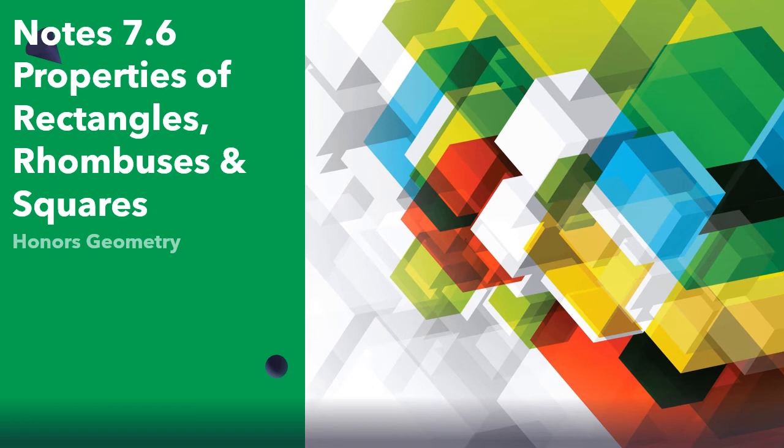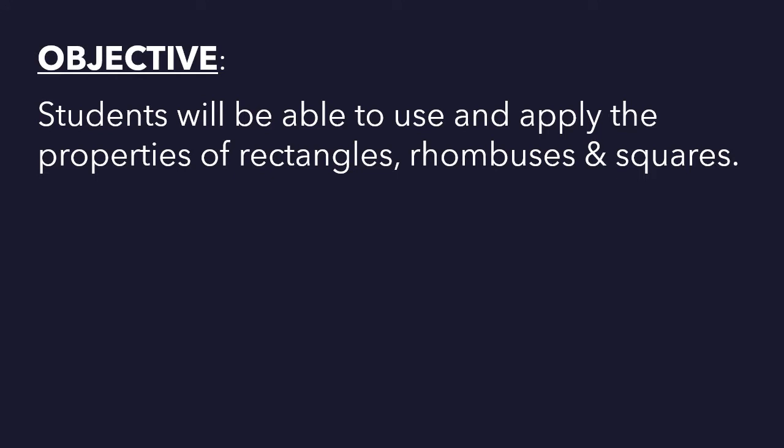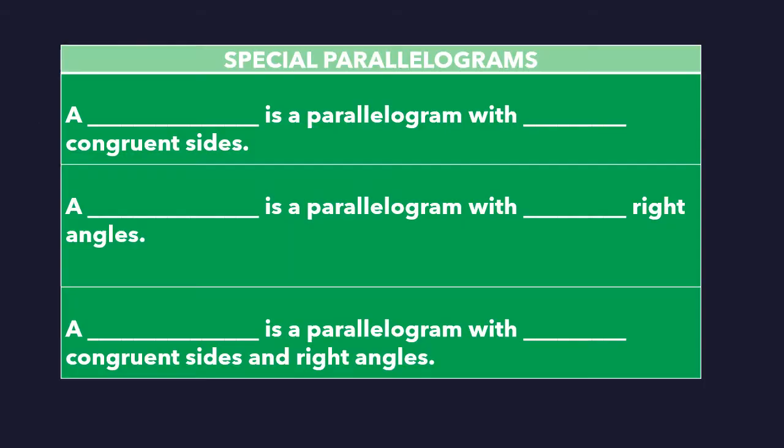Today we're going to talk about the properties of the special parallelograms called rectangles, rhombuses, and squares. And our objective is for you to be able to use and apply the properties of rectangles, rhombuses, and squares. Alright, so a quick overview of what we're going to study today. We have three types of special parallelograms: rectangles, rhombuses, and squares.